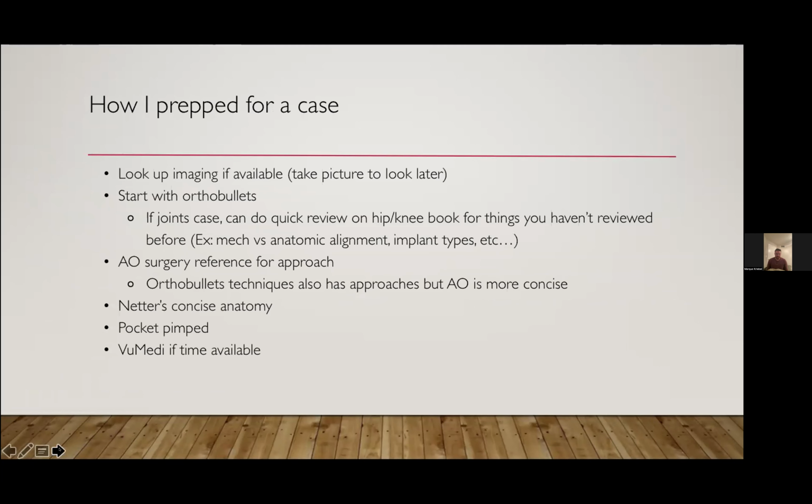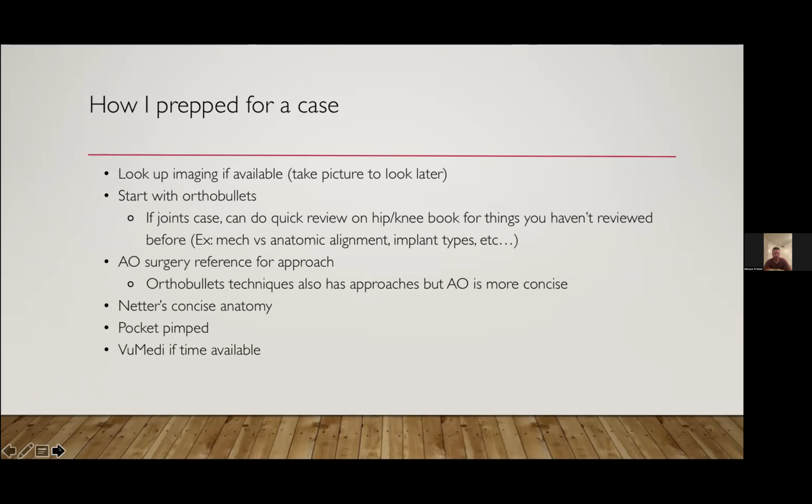So here's how I case prepped from an auditioning standpoint. I would look up imaging if it was available, if it was a fracture case or a trauma case for the next day, or a joints case or something like that. If you don't have remote EMR access, it's a good idea to try to take pictures of the imaging so that you can look at them later at home.